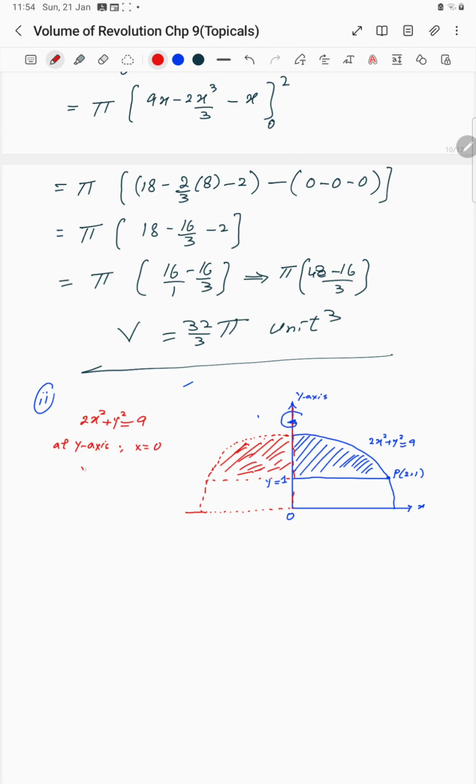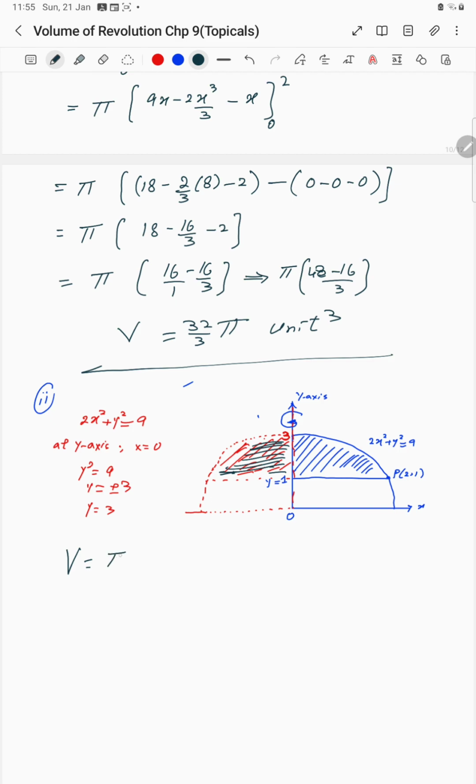So here we get y square equal to 9, y equal to plus or minus 3, as it is above the origin, so we'll take y equal to 3. So here the other limit is 3. So applying the rule for this volume of revolution, solid of revolution, here only this one. So now no use of this line y equal to x.